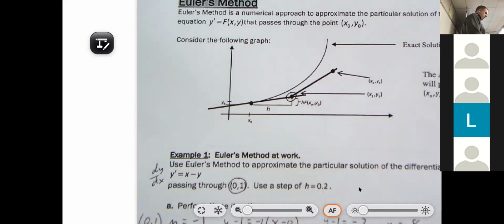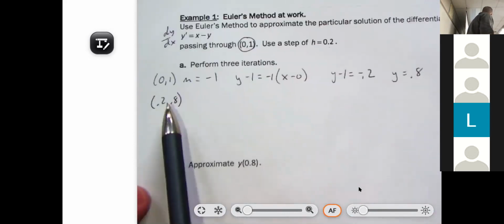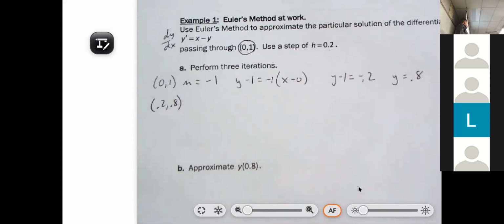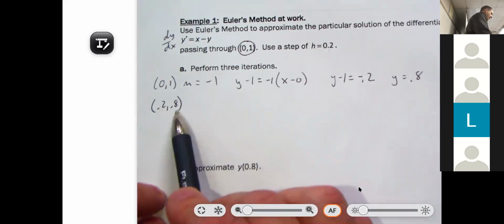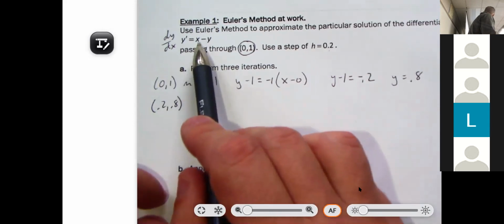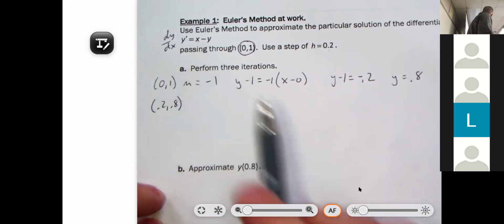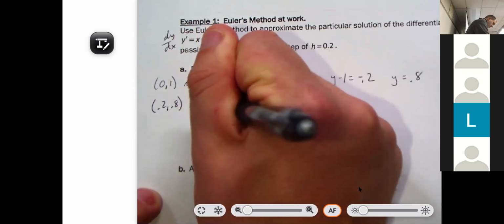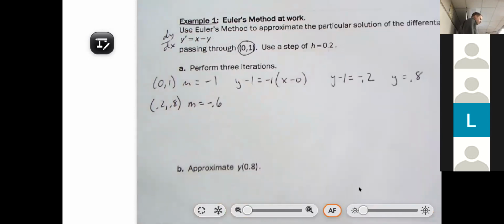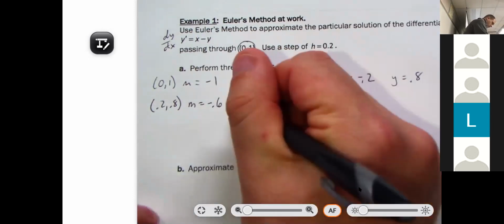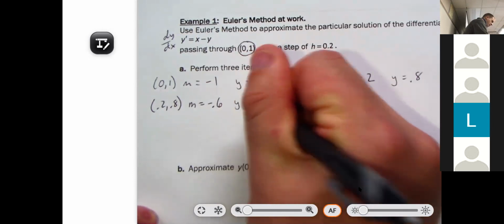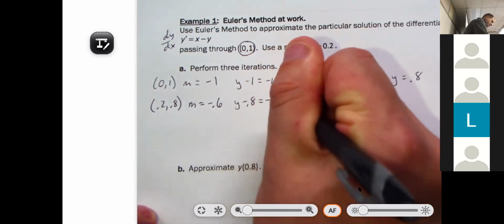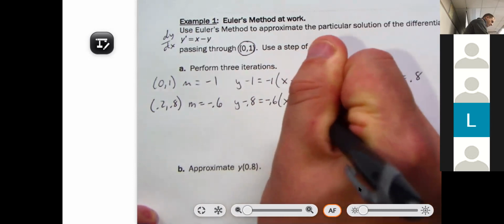Start over. Now imagine I wanted to find a tangent line at (0.2, 0.8). So I have to find the new slope. I'm going to plug (0.2, 0.8) into the derivative. So 0.2 minus 0.8 is -0.6. I write my new tangent line. So y minus 0.8 is -0.6 times x minus 0.2.